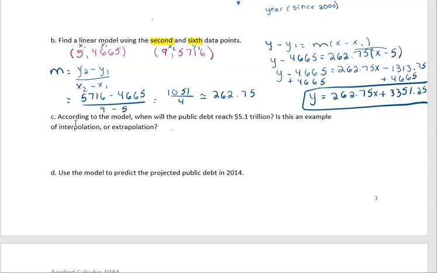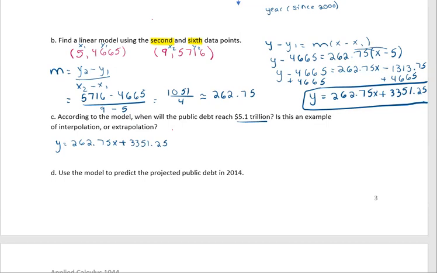So in part C, it says, according to the model, that's that equation right here that we just wrote, when is the public debt going to reach 5.1 trillion? Is this an example of interpolation or extrapolation? So let's see if we can figure this out. So the model, that's what we just figured out. That is our y equals 262.75x plus 3,351.25.